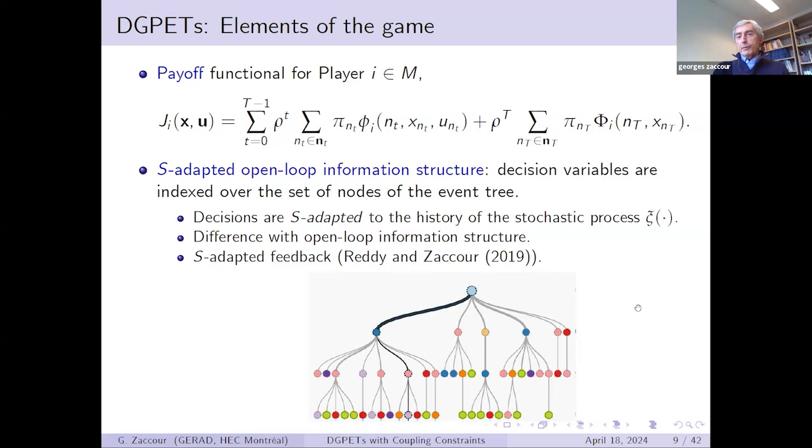Whereas in an open loop information structure, because you would be solving the problem of maximizing an expectation, the same decision will be implemented at all nodes belonging to the same period. So this is crucial to understand in terms of difference between the S-adapted open loop information structure and the open loop information structure. Now, we can deal with the case of S-adapted feedback.